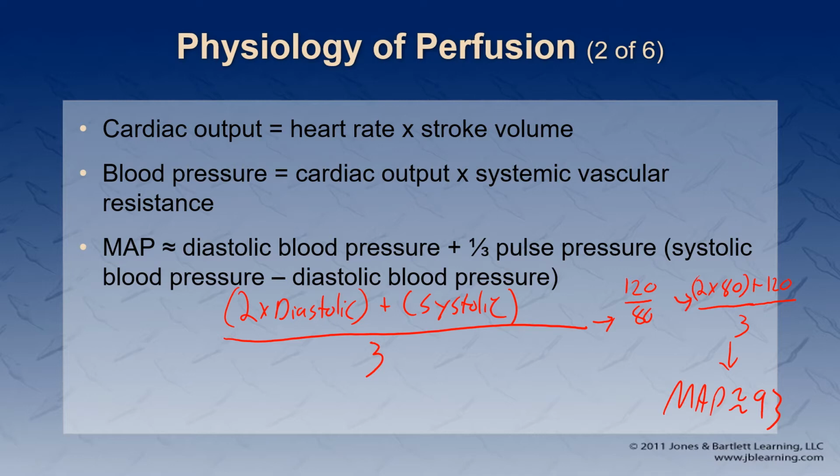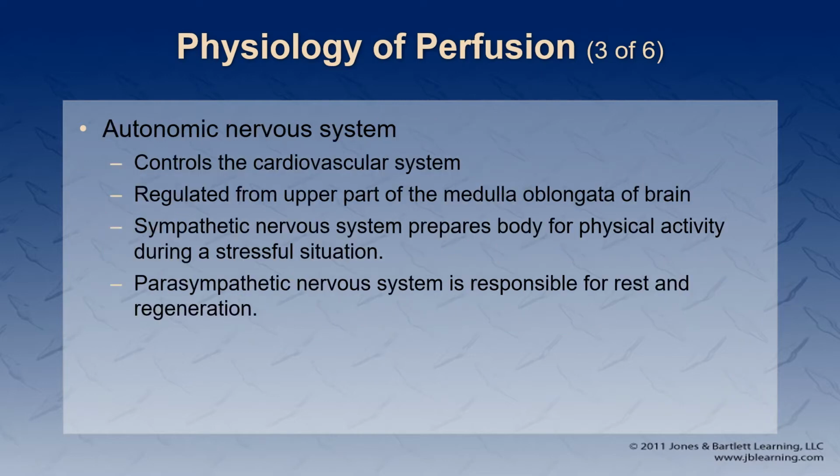And it takes on the order of a MAP of 65 or so to adequately perfuse the vital organs at a bare minimum. So 60 to 65 is considered the minimum. So anything above 60 to 65 and you're in business. So how does your body regulate MAP? How does it adjust its blood pressure?